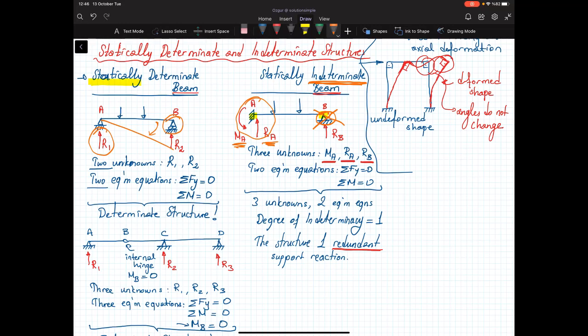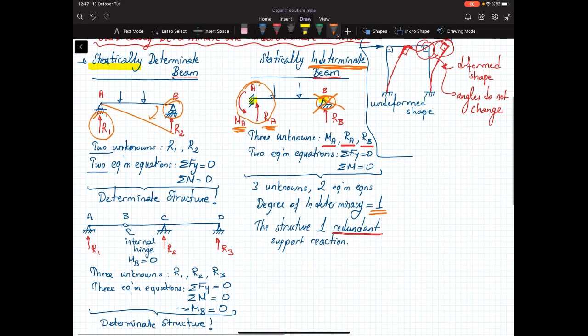Maybe you see damage, but you don't lose the equilibrium and you don't see any collapse. So this is the behavior point of view, but in terms of analysis, this is important for us. 1 degree of indeterminacy is equal to 1, which tells us I need one additional equation. So that's the story in the beams.